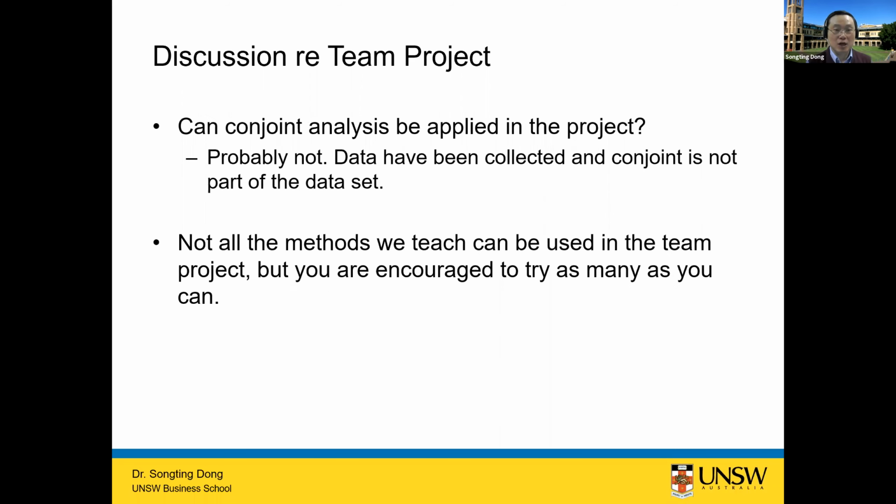Next question, can conjoint analysis be used in the project? Probably not, right? Because we are working on the data we have already collected. Conjoint analysis needs, at least, you to design a study and provide a bunch of profiles. Then you need to ask potential customers in the loyalty program to give you answers to your questions. And that is not feasible here. Here the data has already been collected.